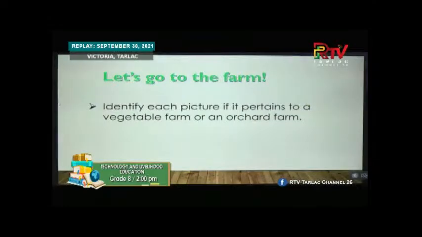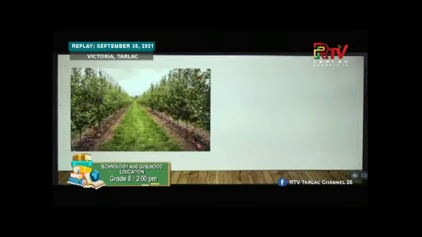Identify each picture if it pertains to a vegetable farm or an orchard farm. You can type your answer in the comment section. What is in the first picture? Correct. It is an orchard farm because it grows trees.